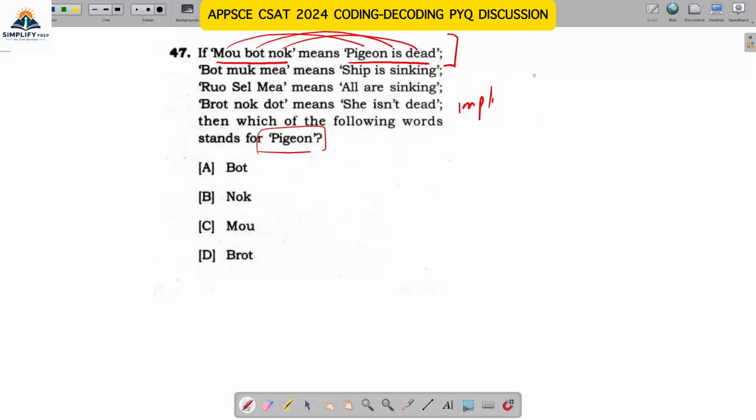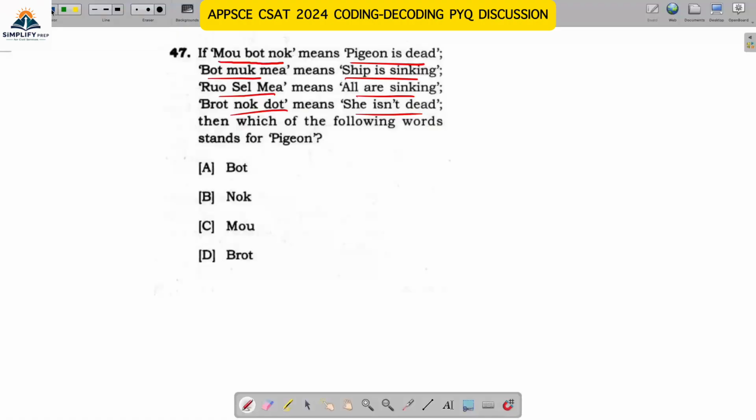Okay. So let me clear the annotations. So coming back to here. So this 3-word sentence is pigeon is dead, but we don't know the order. Now, what is pigeon here? What is dead here? What is it is here? That we don't know. Then another statement, another statement, another statement. So a lot of statements are given.